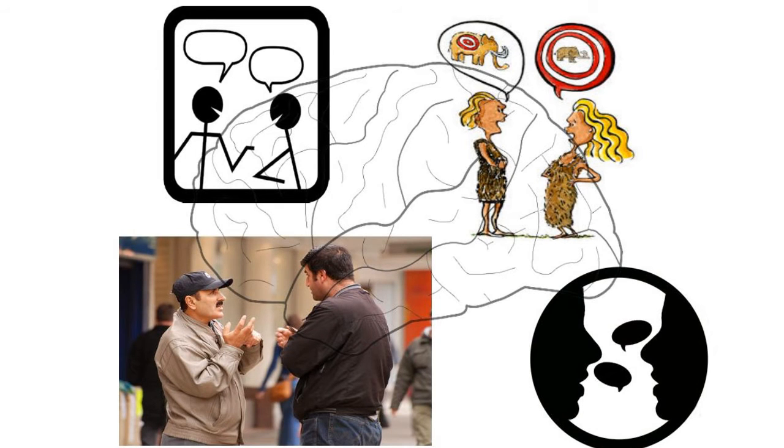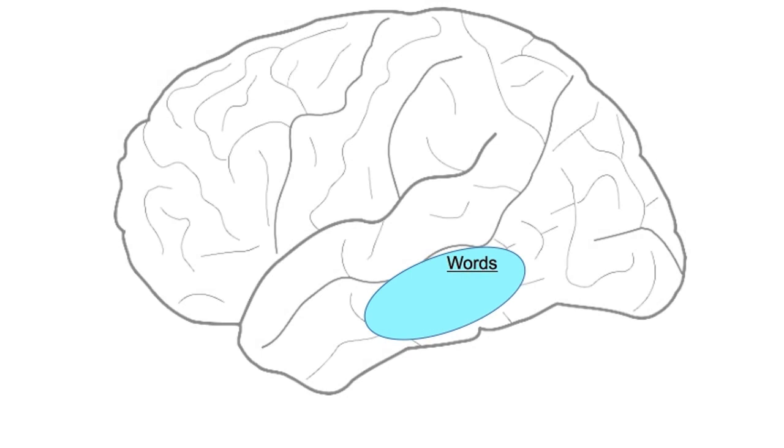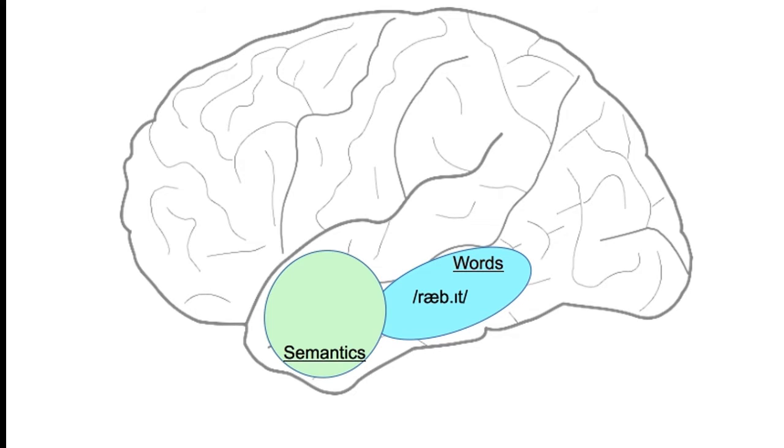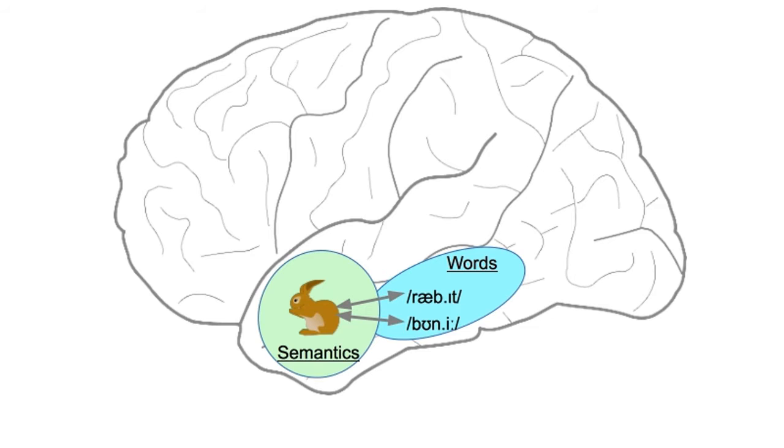Welcome back. In this segment, we'll examine the original functions of cortical areas involved in speech. This area represents words. We show a word's pronunciation with letters and special symbols between slashes. For example, /rabbit/. The semantics area represents meanings, not in terms of words. For example, bunny and rabbit are two different words with the same meaning.